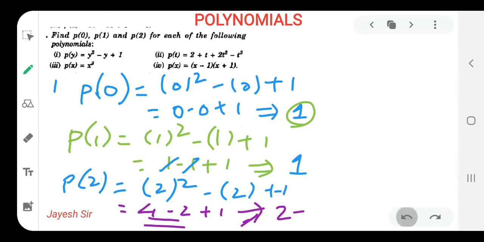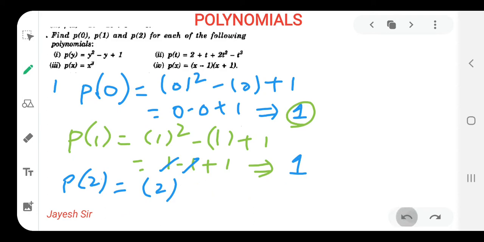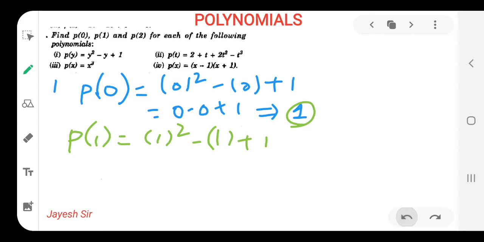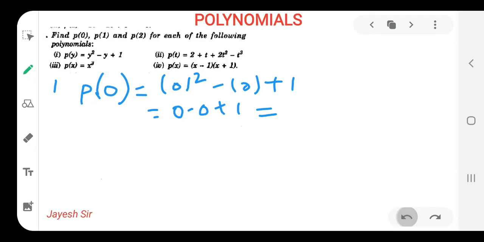So let's solve our second sum. If you understood the concept properly, then pause the video and try to solve it on your own. Our second sum is p having variable t, and the value is 2 plus t plus 2t square minus t cube.